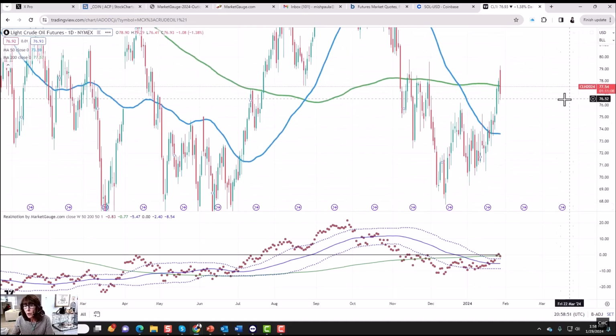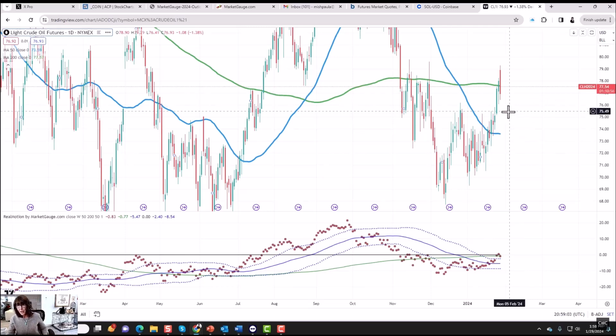Well, right now we can see that the 200-day moving average is right here at around 77.60. And it looks like so far we're going to close below that, because we're trading currently, as we're starting to close the market, at 76.93. I think they're going to mark that as its closing price.